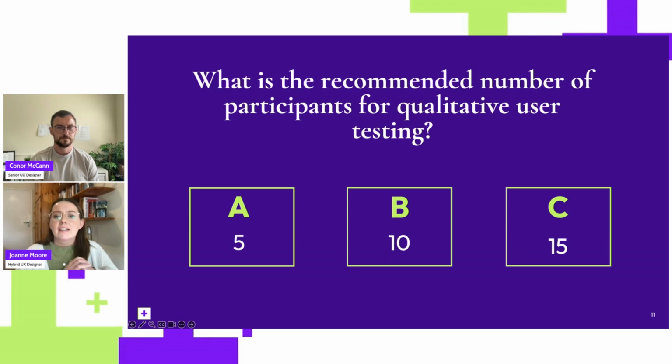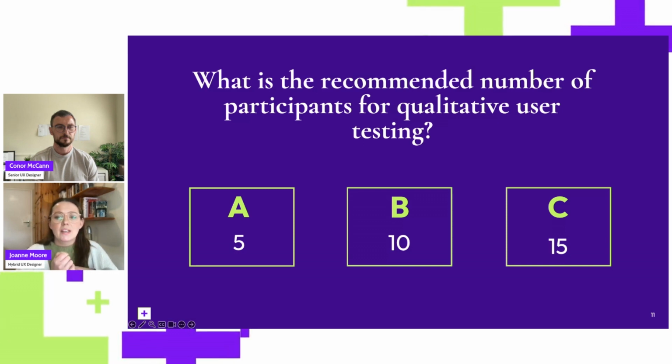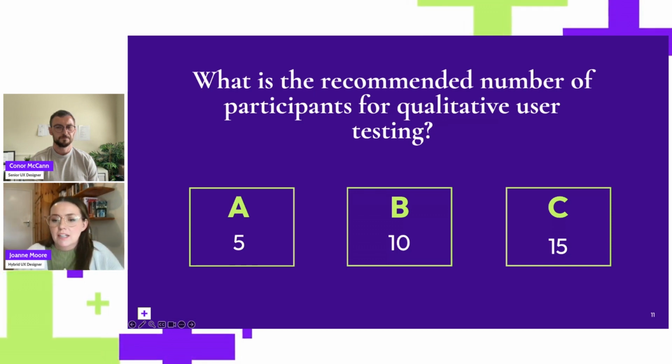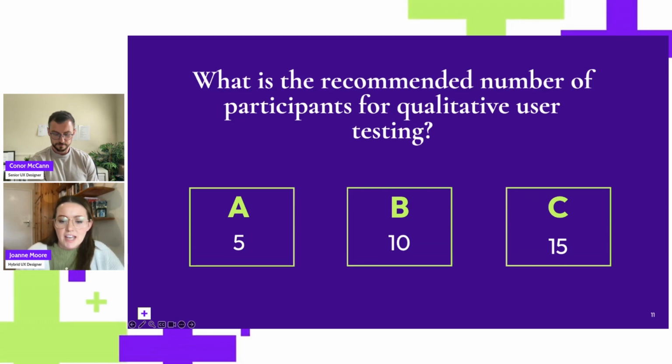A scenario here could be that we want to see if there's anything that prevents the users from, say, submitting a form. So we view how the user would go through that process. Get your answers into the chat. How many do you think it is? Is it A, B, or C? 5, 10, or 15?